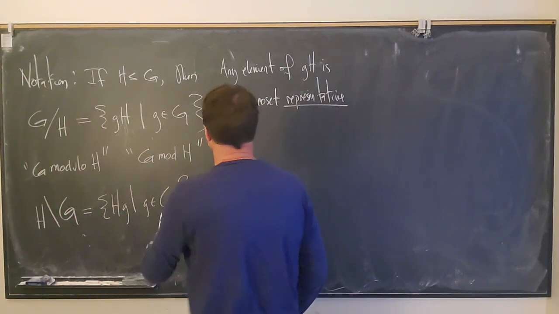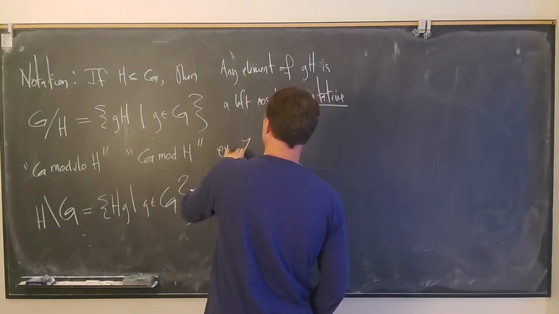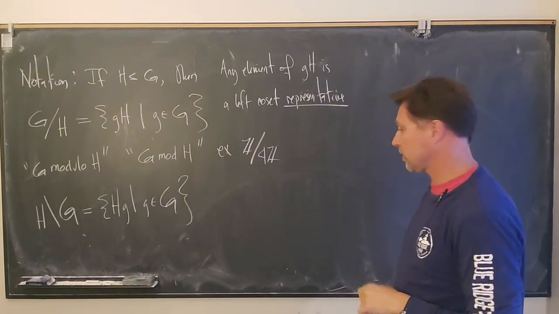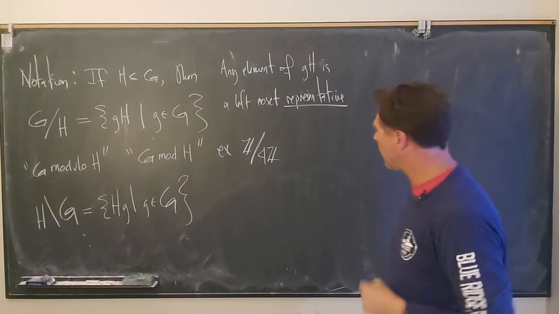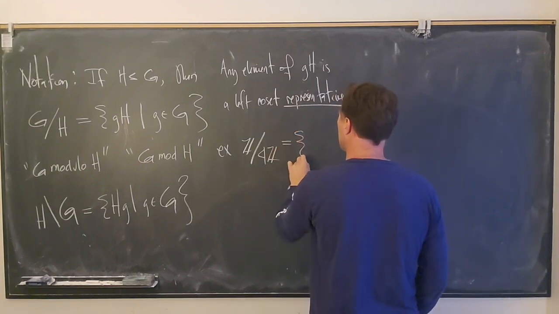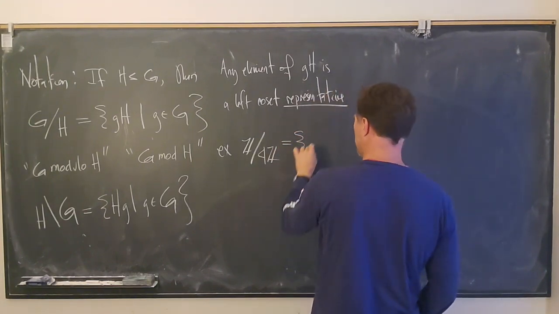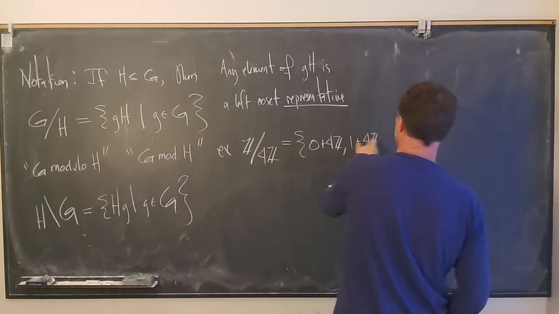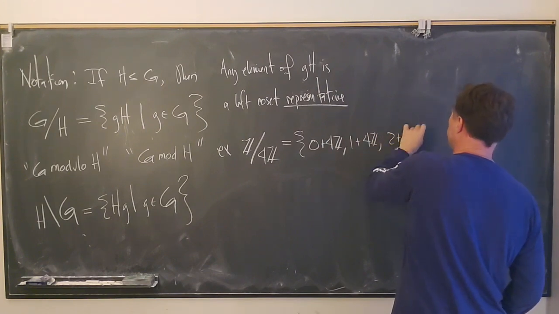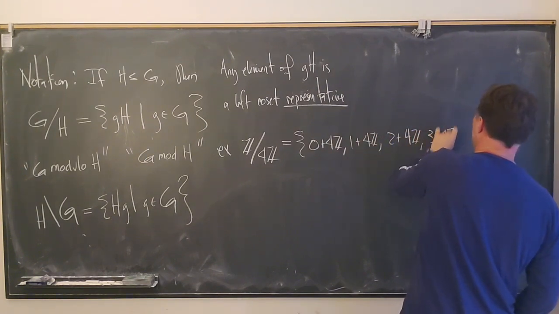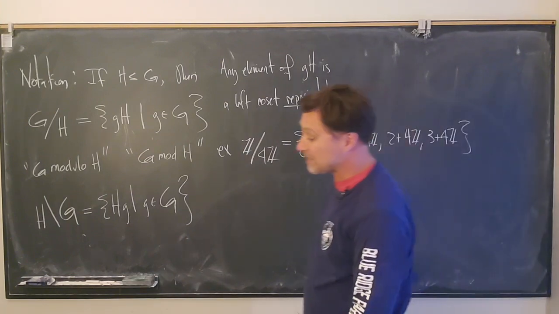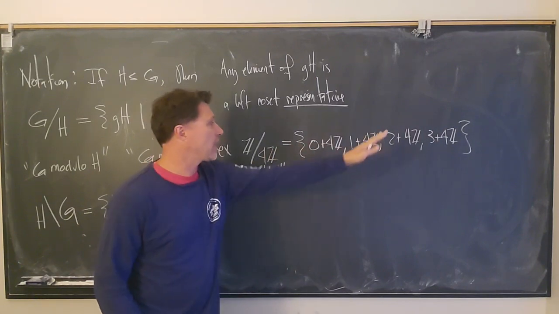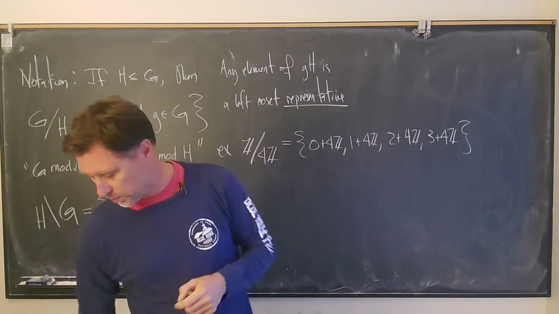So, okay, now let's look at some examples. So if I do Z mod 4Z, right, so 4Z is a subgroup. Now, who this ends up being is 0 plus 4Z, 1 plus 4Z, 2 plus 4Z, and 3 plus 4Z. I think last time we did the example where I was looking at 6Z and there ended up being 6 cosets. And then it starts repeating itself. Same thing here, except we have 4 cosets and then they start repeating themselves.